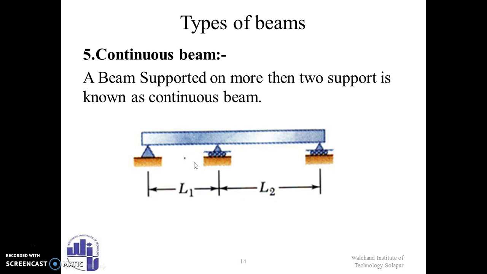So all these types of beams are simply rested over supports, and according to the supports and according to the span, we just bifurcate which type of beam is there.